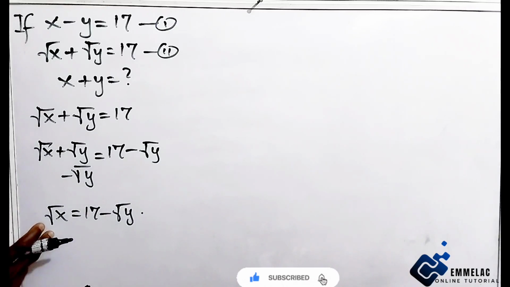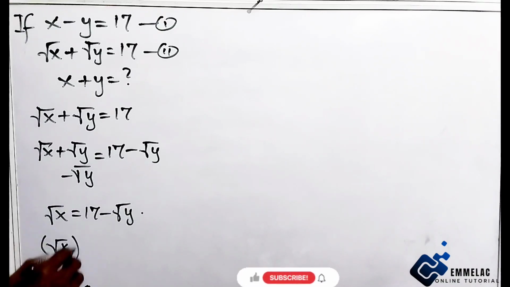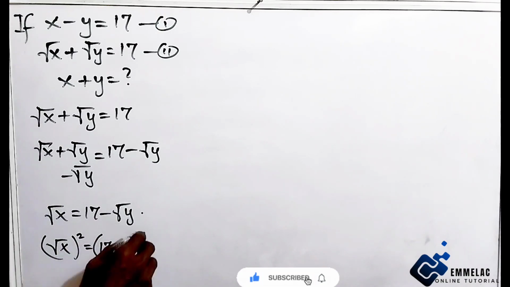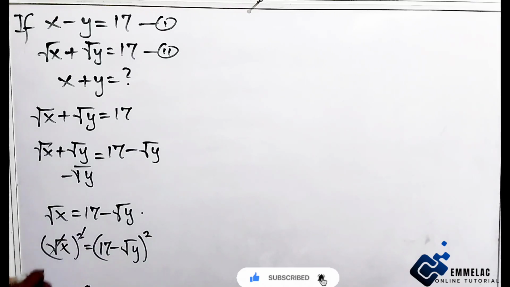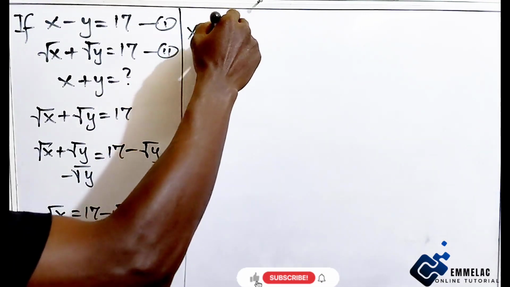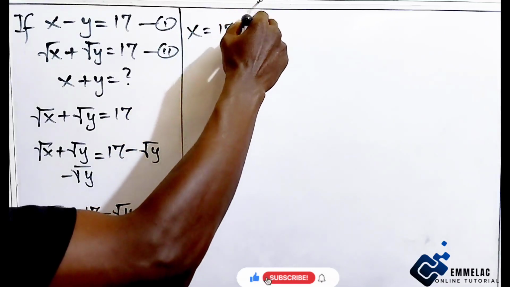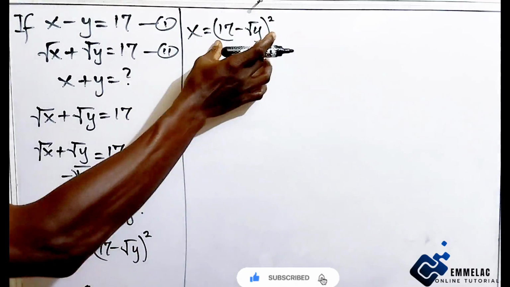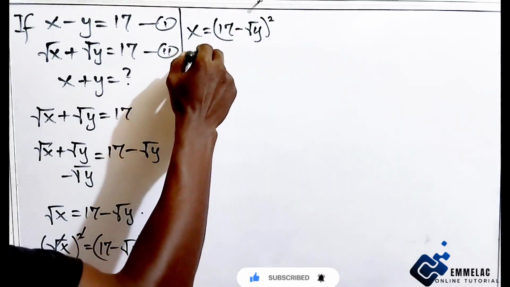So from this, let us raise both sides to the power of 2, and this will help us eliminate the square root in x here. So here you have 17 minus the square root of y all raised to the power of 2. Now this will eliminate this, so we are left with x equals 17 minus the square root of y all raised to the power of 2. And if we are to solve this, let us solve this.